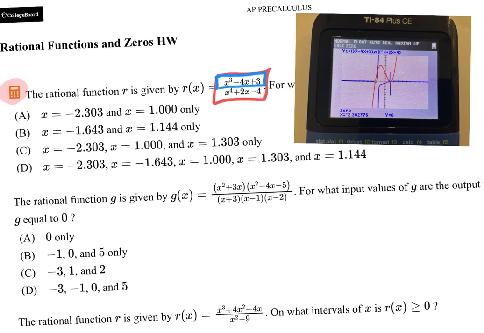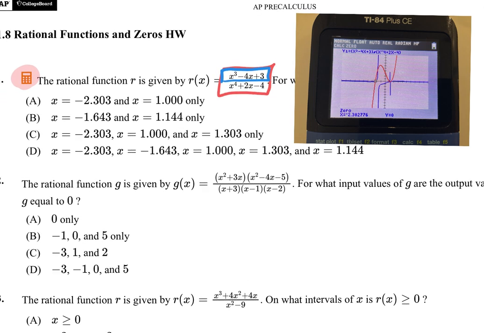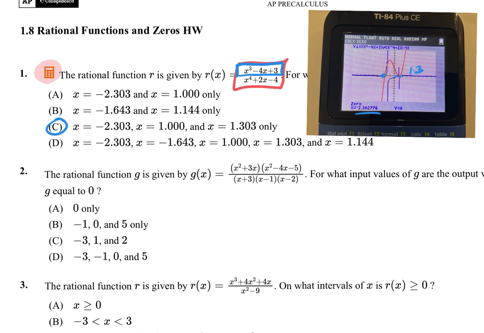But either way, you'll trace where it crosses the x-axis, and you'll get this first one is your negative 2.303. And then the second one happens right at 1, and then the last one happens at 1.303. So those three answers would be C, negative 2.303, 1, and 1.303.